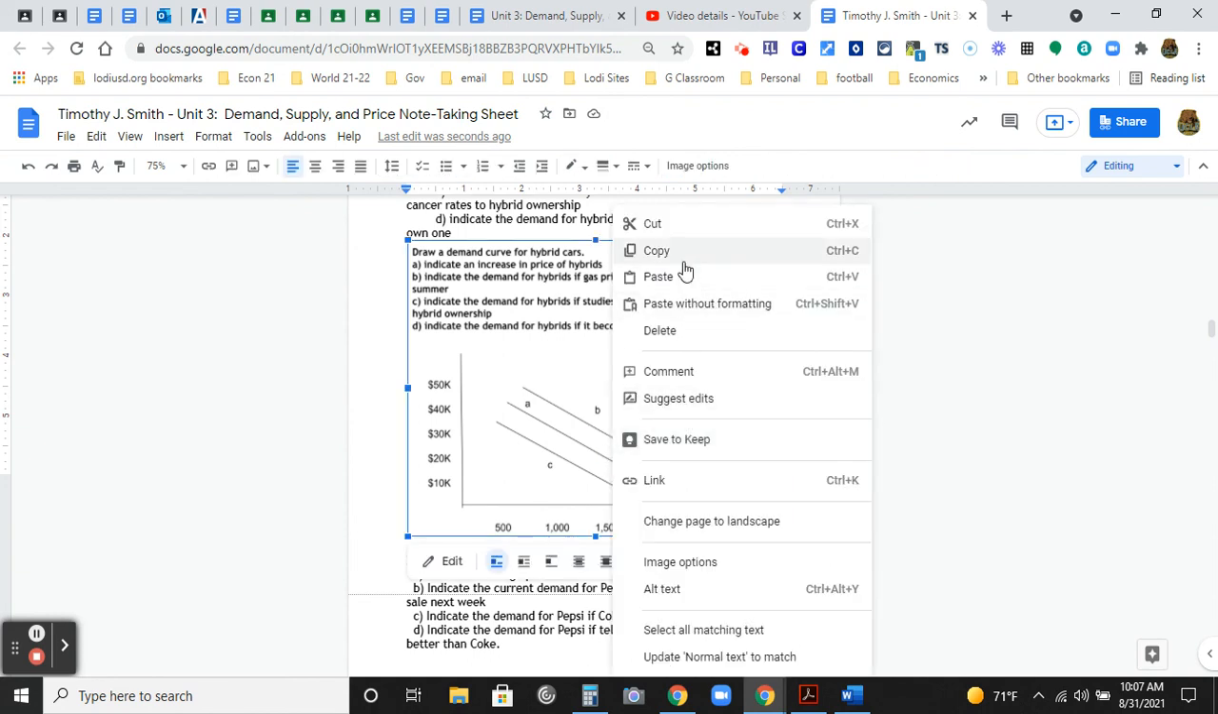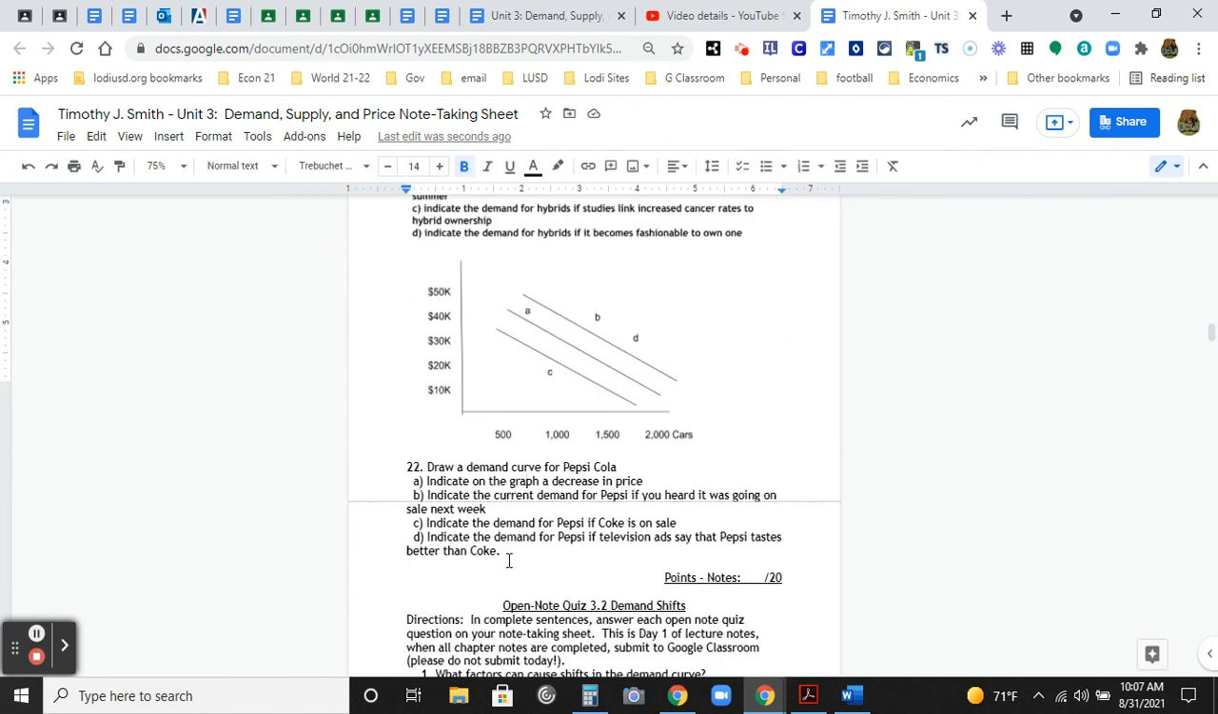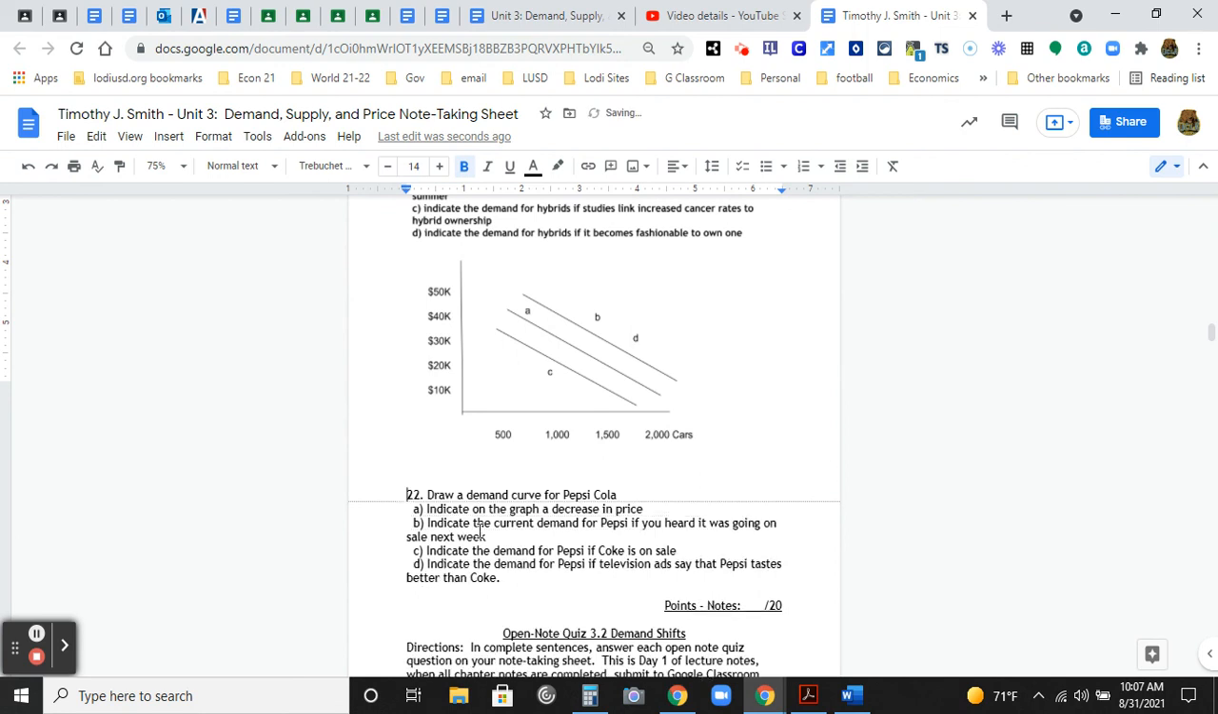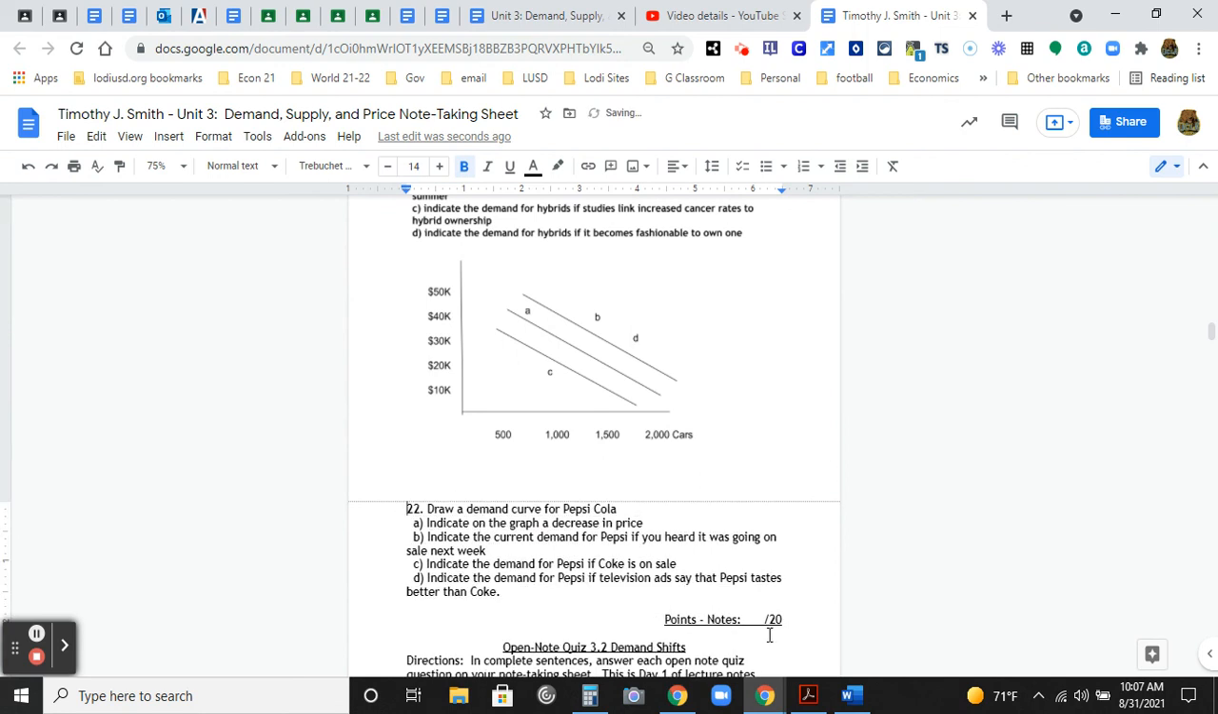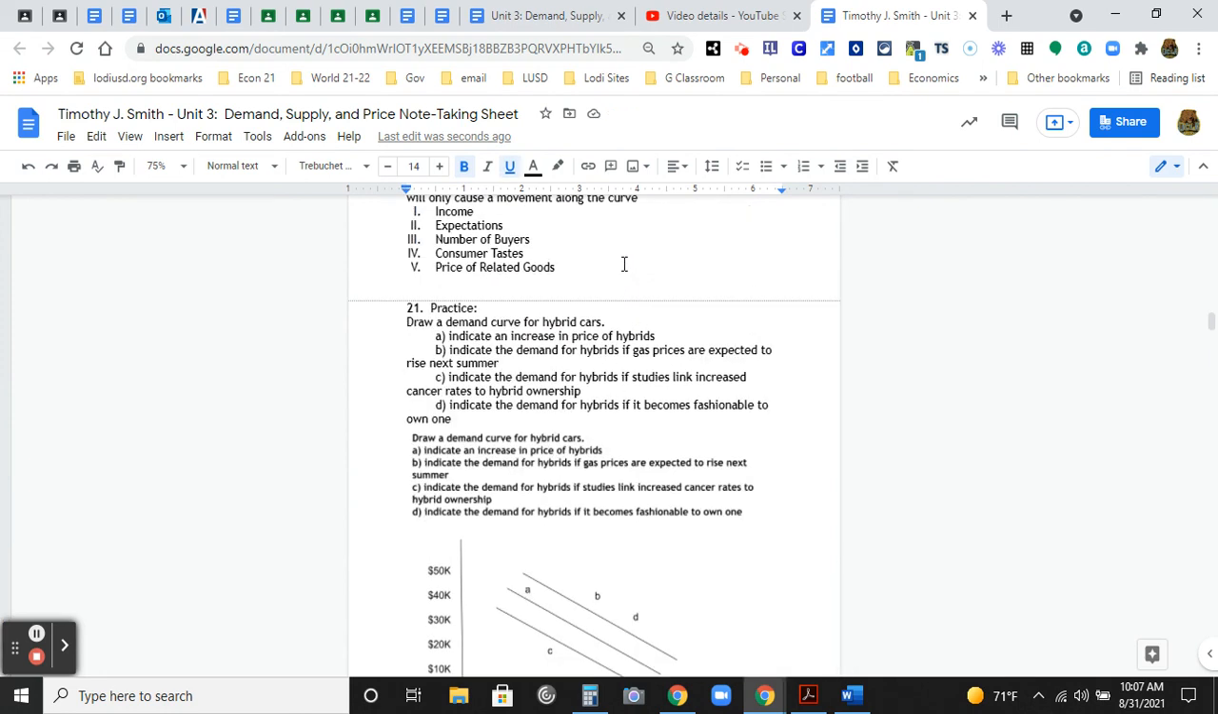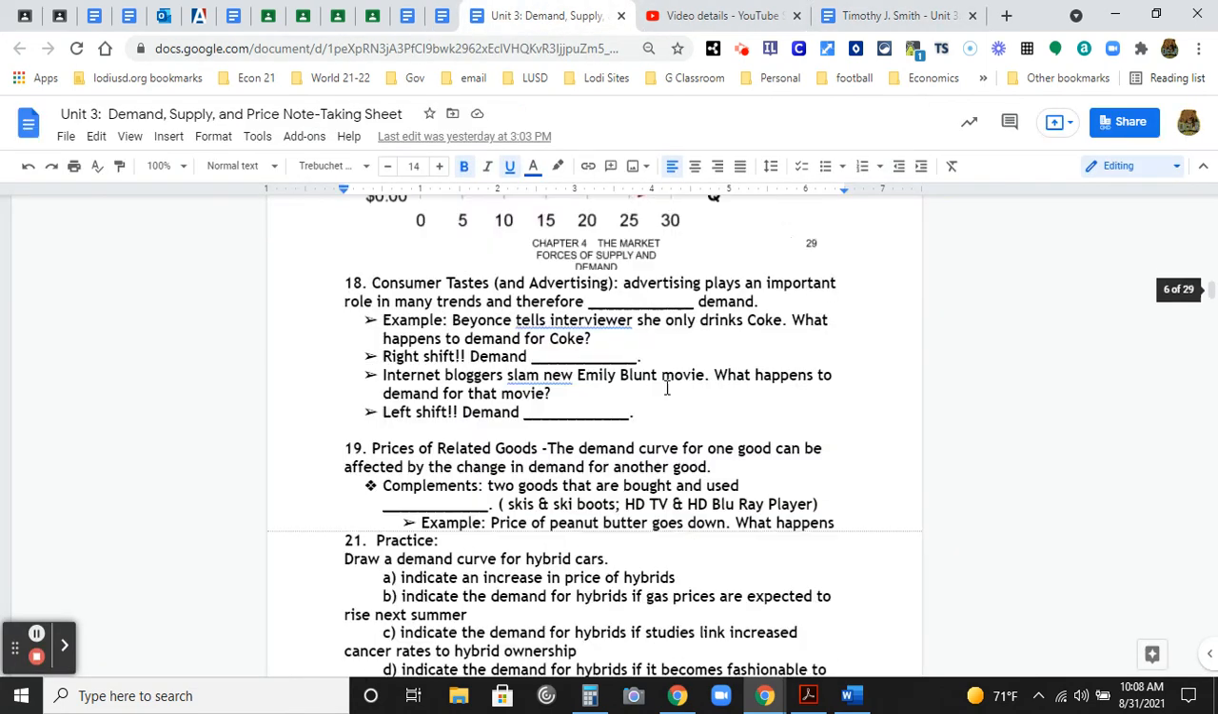This is what we're going to do this time. We're going to make another one. This time it's going to be for Pepsi Cola. I think these are kind of hard. So what I'm going to do is add the point value, 10 points per one of these. And then on the rest of the notes, that's 20. So that's what we're going to do.